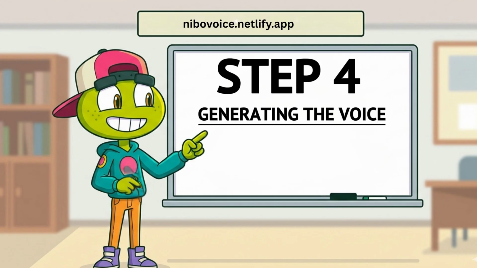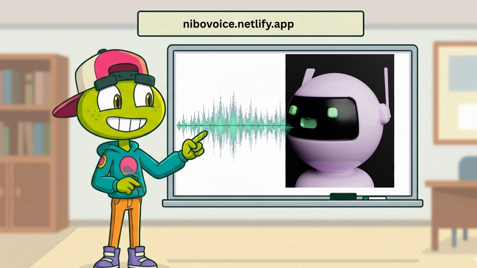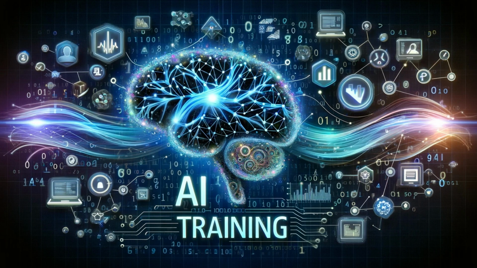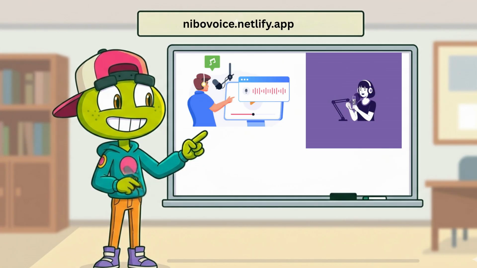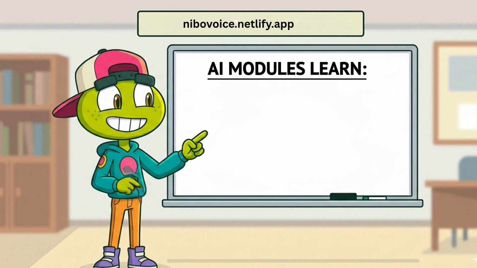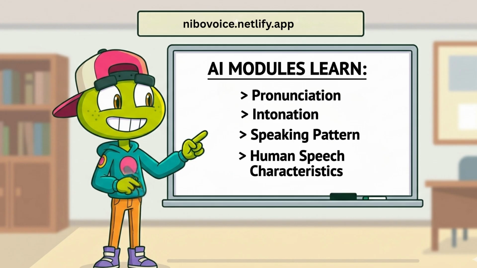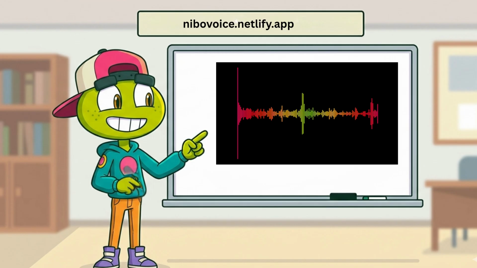Step 4. Generating the voice. This is where the actual voice is created. Older text-to-speech systems often sounded robotic because they stitched together small recordings of human speech. Modern AI systems work differently. They use advanced machine learning models trained on thousands of hours of voice recordings. These models learn pronunciation, intonation, speaking patterns, human speech characteristics. As a result, AI can generate entirely new speech that sounds much more realistic. This is why today's AI voices can sound surprisingly human.